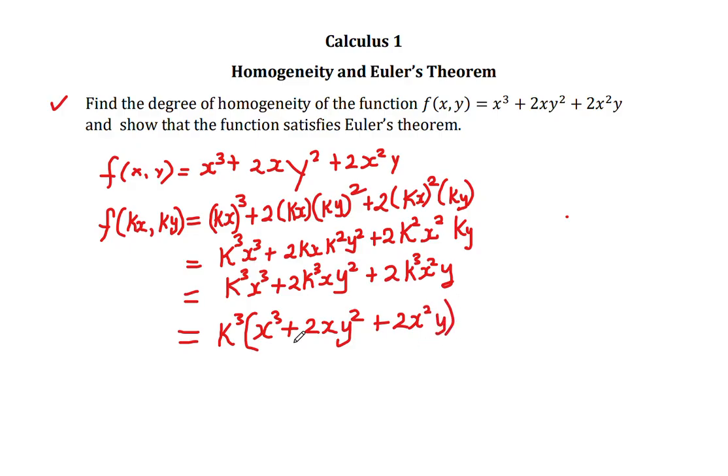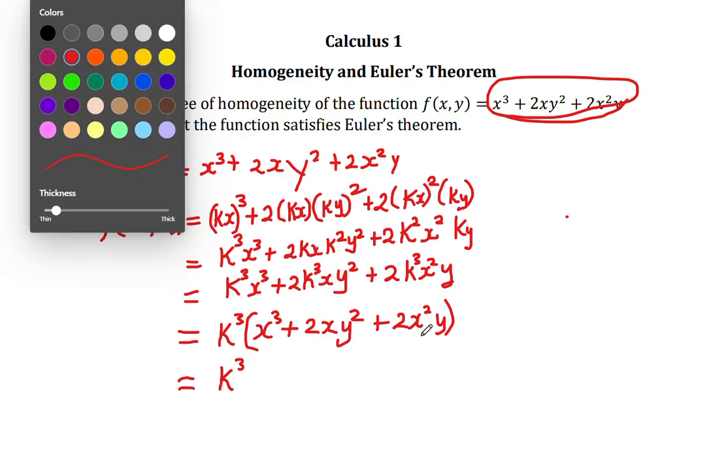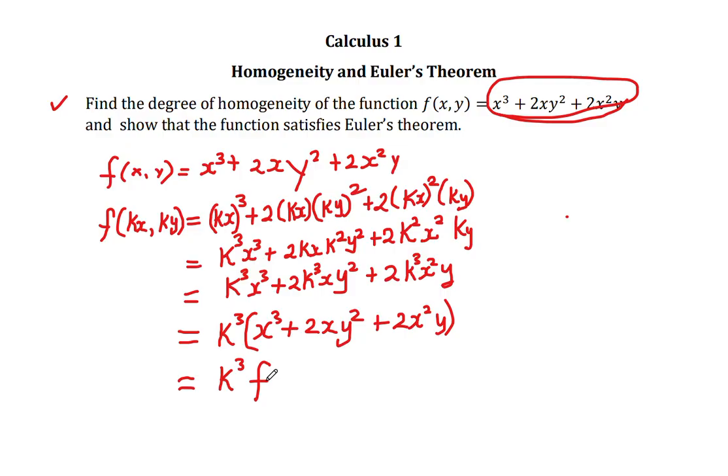It's important to notice here that essentially we end up back with the original function when we factor out k cubed. So x cubed plus 2xy squared plus 2x squared y is exactly the same as the original function here that we're given, which is f of xy. So I could simply write this as k cubed bracket f of xy. K cubed f of xy, because f of xy is exactly what is represented in the bracket here. So we could write it as k cubed f of xy, and then we identify the degree of homogeneity.